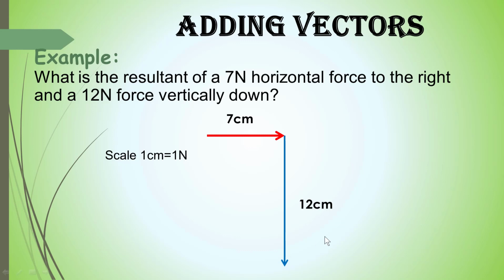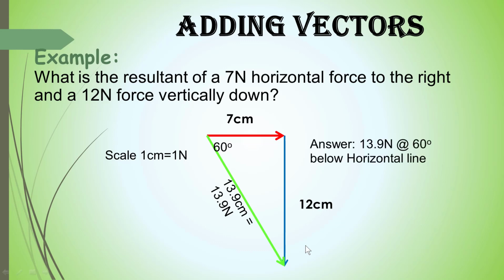Now we will find the resultant of these two forces. We will join the tail of the first vector to the head of the last vector, and that will give us the resultant vector. If we measure this length with a scale, it is 13.9 centimeters, which is equal to 13.9 Newton. And if we measure this angle with a protractor, that gives us 60 degrees. So we can say we have a 13.9 Newton force at 60 degrees below the horizontal line.